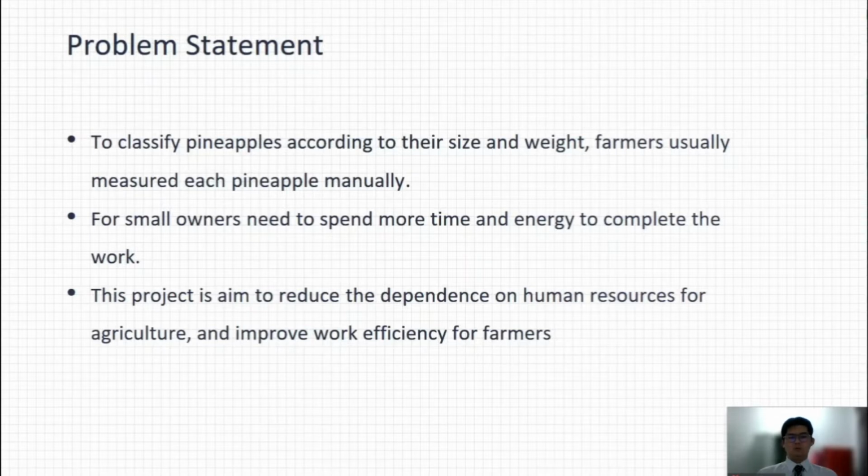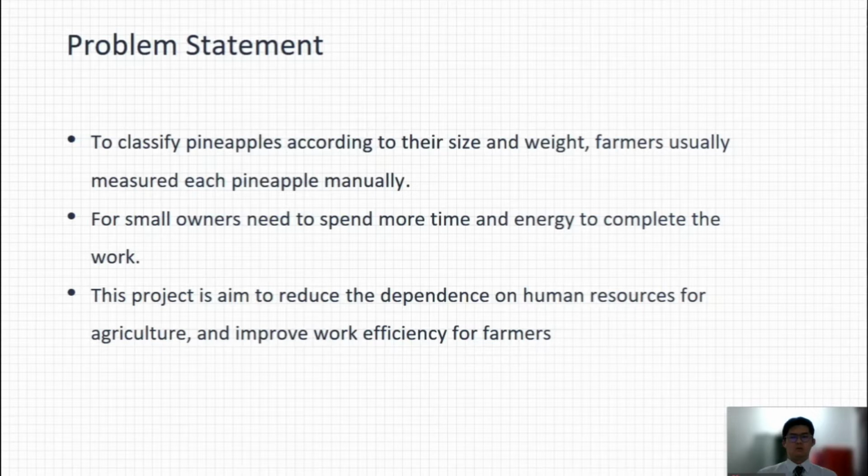In order to classify pineapples according to their size and weight, farmers usually measure each pineapple manually. It takes a lot of time and human resources to obtain pineapple information. From the cost point of view, it's not proportional and the work efficiency is very low. For the small owner who cannot afford to hire a lot of manpower, they need to spend more time and energy to complete the work.